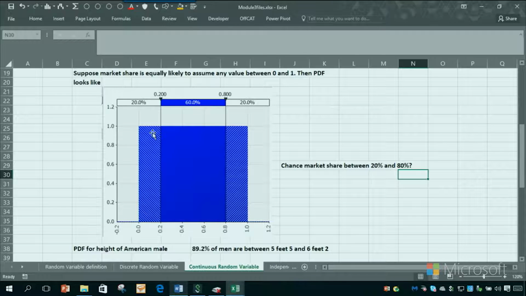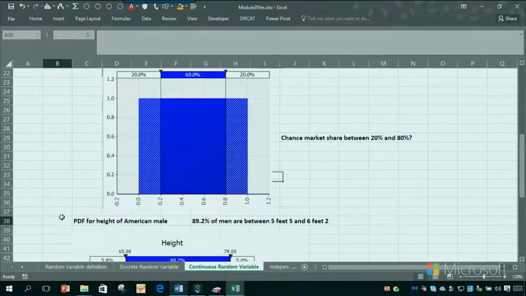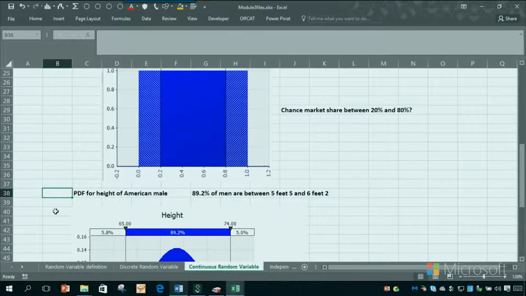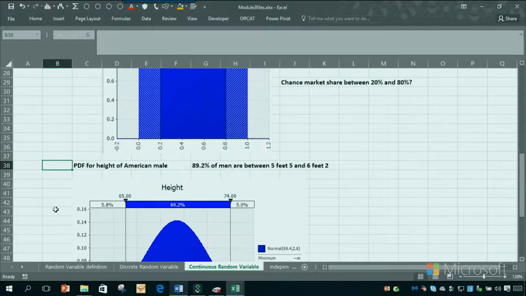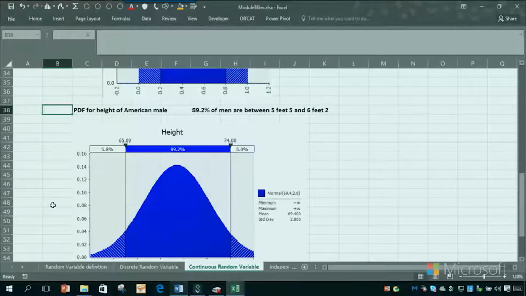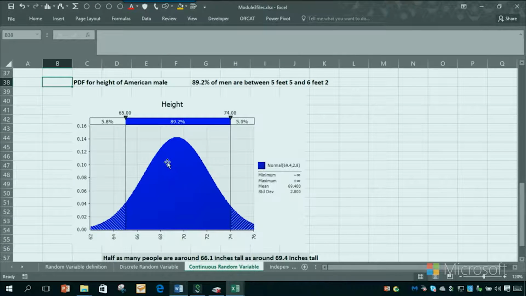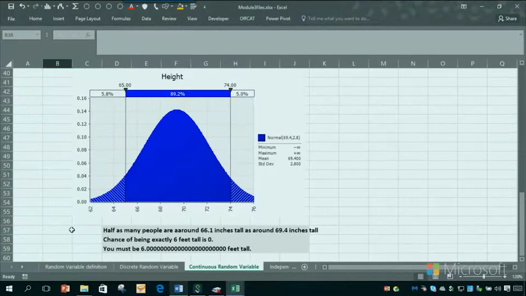times height. Now suppose you look at the height of an American male, which follows basically a normal random variable, which we'll talk about later, on average 69.4 inches. So the density will look something like this. You'll see more about this later. But basically, what fraction of American men are between 65 and 74 inches tall? Well, that would be the fraction of the area under this probability density function between 65 and 74. It's about 89%.